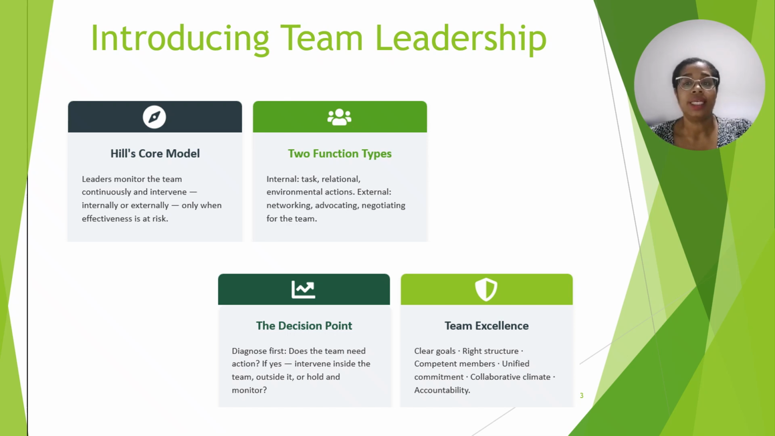When intervention is needed, the leader has two options. They can act internally, managing tasks, relationships, and the team environment, or they can act externally, networking, advocating, or negotiating on the team's behalf with the broader organization. The goal here is team excellence: clear goals, the right people, a collaborative climate, and shared accountability.